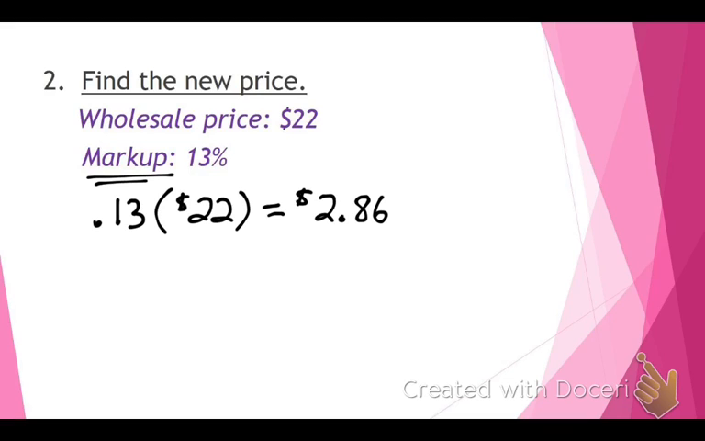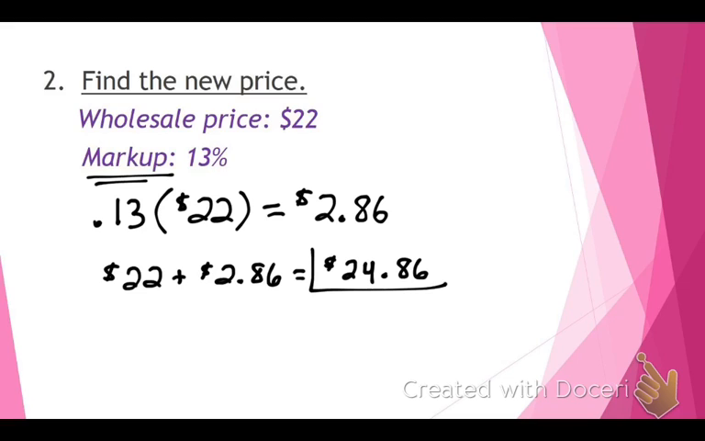Okay, why would I subtract? Add. Why would I add? It's a markup, okay? So that means the price is going to go up. So it was $22. I have to add what the markup is, because they're trying to make a profit, so they marked the price up. Kayla, what's our answer? $24.86 is correct. Just remember, whenever you're doing any kind of money problem, always make sure that you have two numbers after the decimal point and that you've got your dollar sign and decimal point.